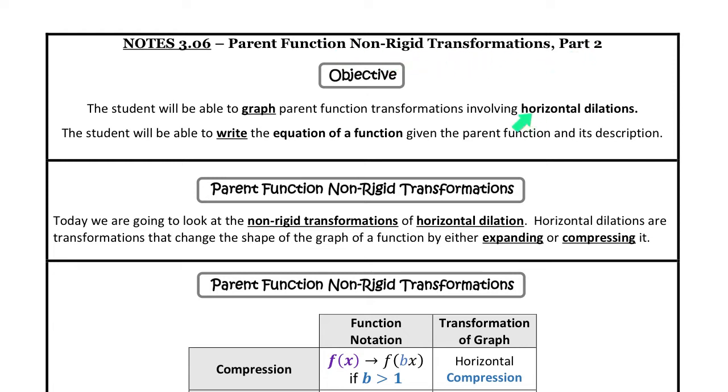Today we're going to be looking at horizontal dilations. The last class we talked about vertical dilations, and so now we're looking at horizontal. Horizontal dilations change the shape by either expanding or compressing it, kind of like the vertical, but more along the x-axis than on the y-axis. The vertical dilations either squish the graph from the top and the bottom, or stretched it. Now we're gonna squish or stretch the graph on the x-axis.